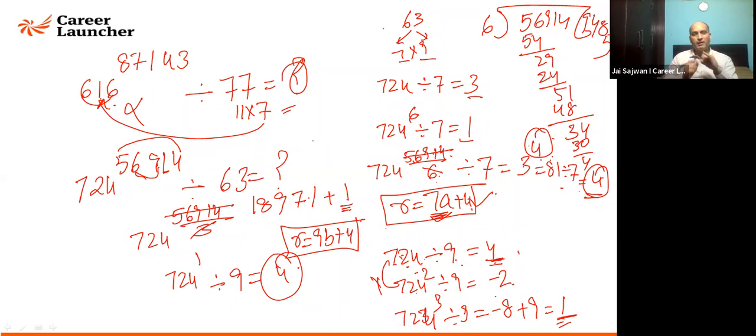Yeah, it's a simple step: break the number into co-primes, divide them. If they are prime numbers, very good, I can use Fermat's theorem directly. If they are not prime numbers, I will divide.